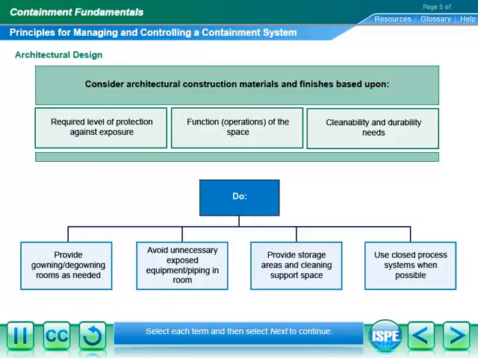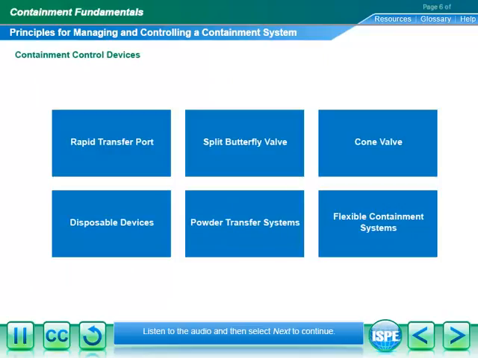Architectural design is based on the risk to product quality. When designing, be sure to consider the architectural construction materials and finishes. Also, keep the list of do's in mind. These are 6 examples of containment control devices that will be introduced in this lesson.